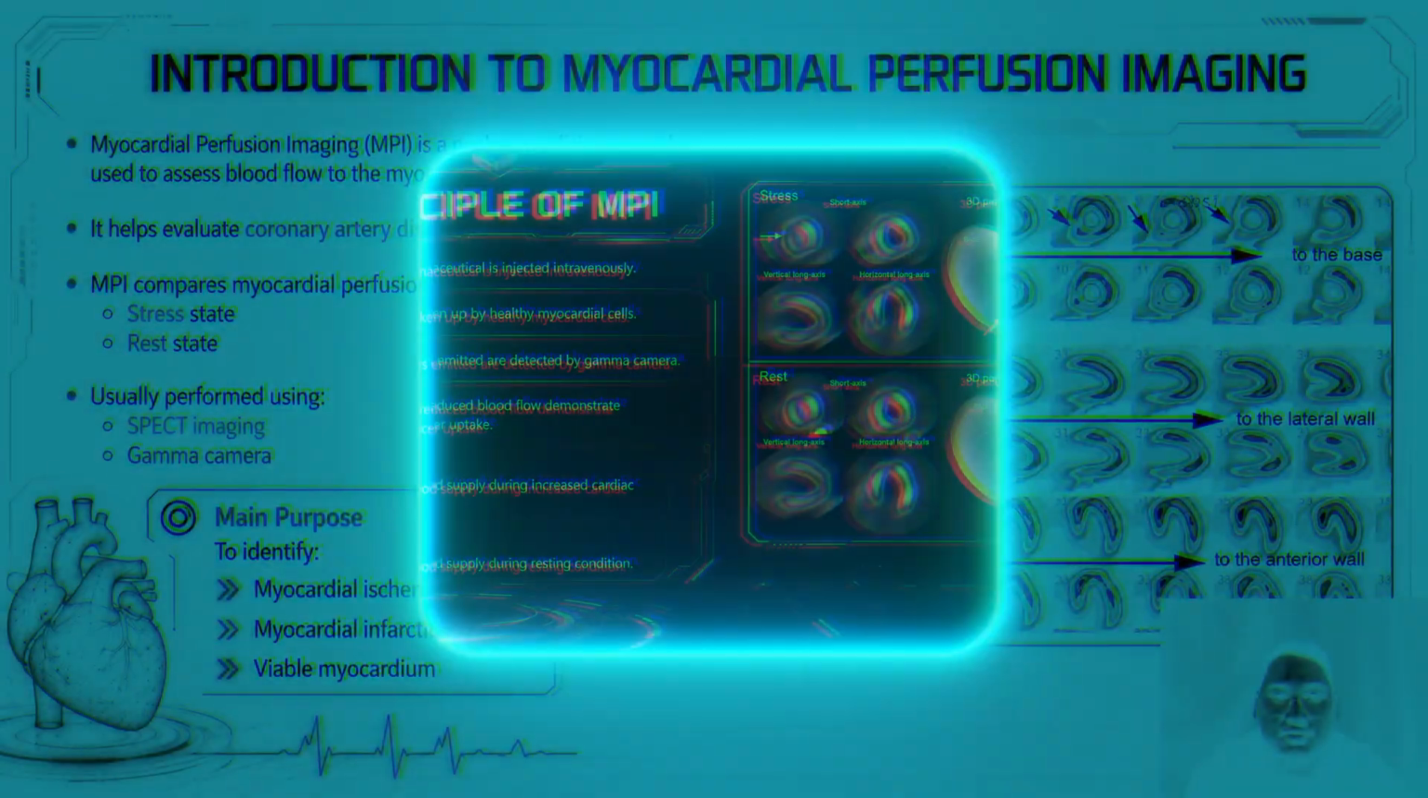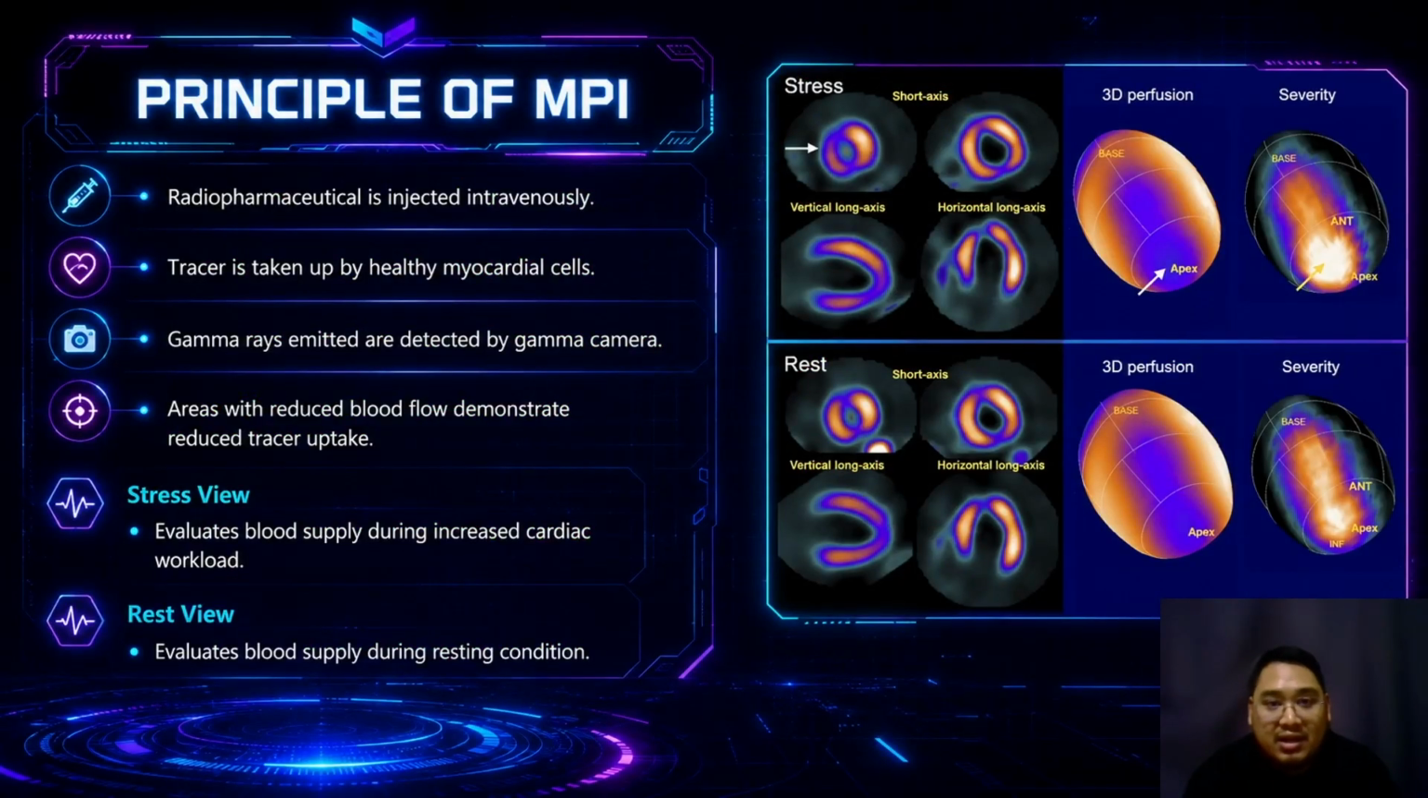myocardium. For the principle of MPI, it's based on the uptake of the radiopharmaceutical by viable myocardial cells. After intravenous injection, the tracer is distributed according to the myocardial blood flow. Healthy myocardium demonstrates normal tracer uptake, whereas areas with reduced blood supply show decreased uptake. The emitted gamma rays are detected by a gamma camera to produce images of the myocardial perfusion.